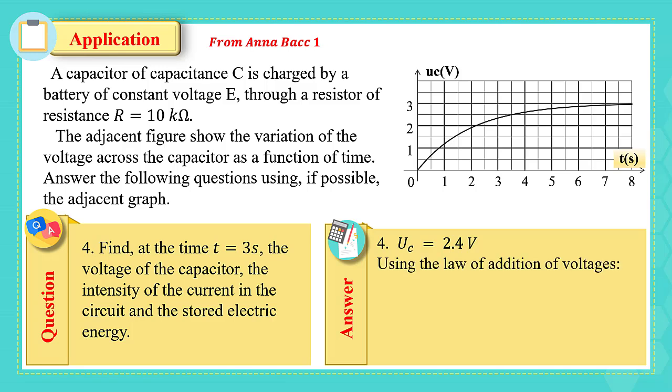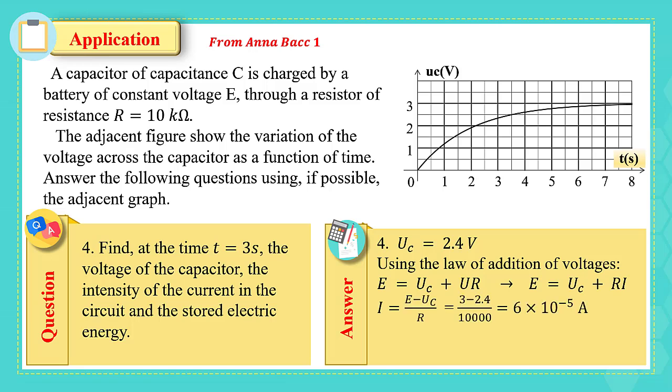Then, to find the intensity of the current in the circuit, we have to use the law of addition of voltages in series connections. E is equal to UC plus UR, then E is equal to UC plus RI. According to Ohm's law, we have substituted UR with RI. Then I will be equal to (E minus UC) divided by R, which will give 6 times 10 to the power minus 5 amperes.